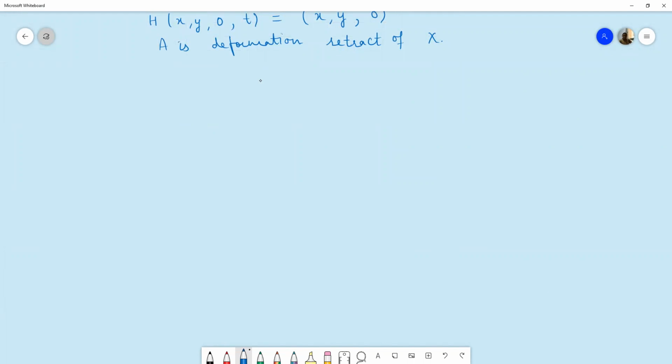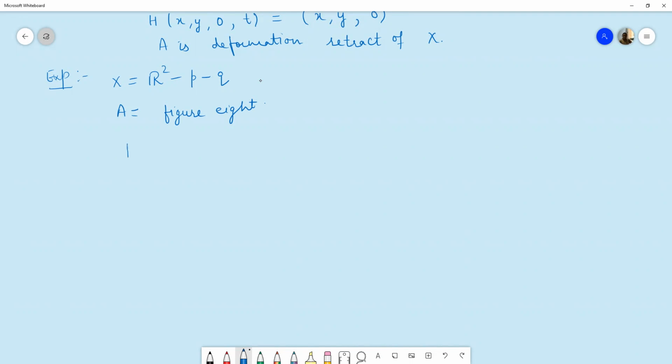Let us take one more example of deformation retract. Now consider this doubly punctured plane R2 minus P minus Q, the plane which is punctured at two different points P and Q. So we can consider it as a figure 8. So this space basically has figure 8 as its deformation retract. So let us see how.